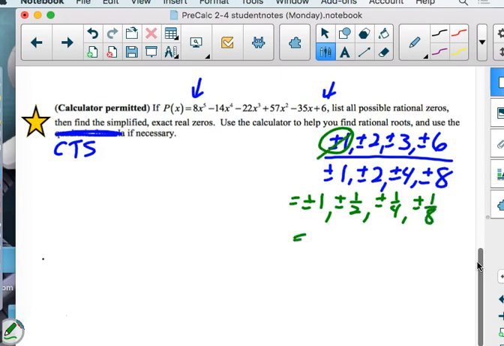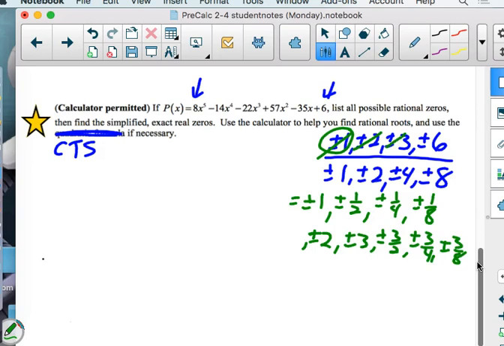Done with that one. Go to the next one on the list, which is 2. Plus or minus 2 divided by plus or minus 1 is going to be plus or minus 2. And then we have 2 divided by 2, which is 1, and that's already on my list. 2 divided by 4, which is 1/2, and that's already on my list. And 2 divided by 8, which is 1/4, which is already on my list. That one's done. Then we go to the 3. So we'll have plus or minus 3 over 1, which is plus or minus 3. Plus or minus 3/2, plus or minus 3/4, and then plus or minus 3/8.